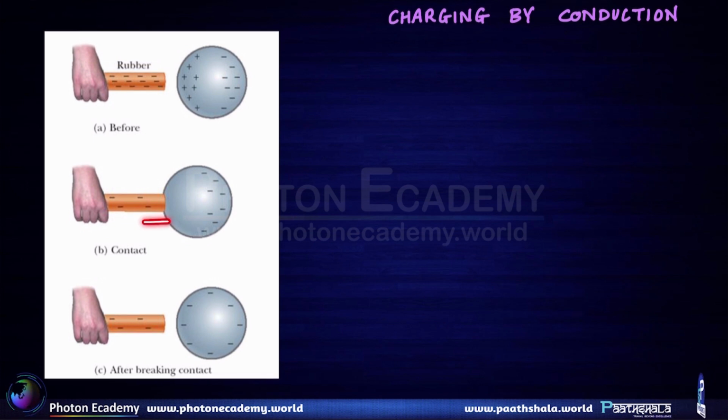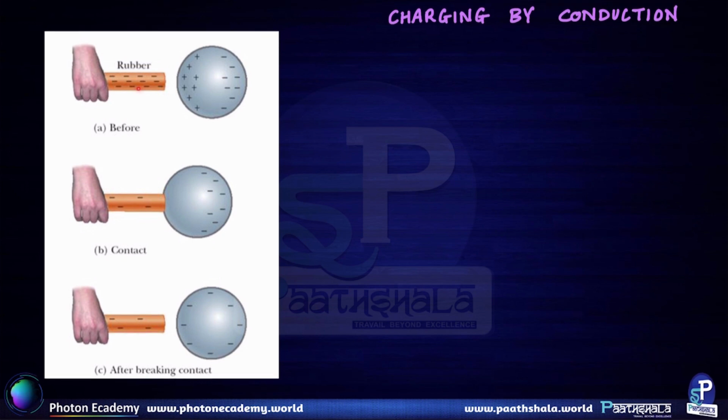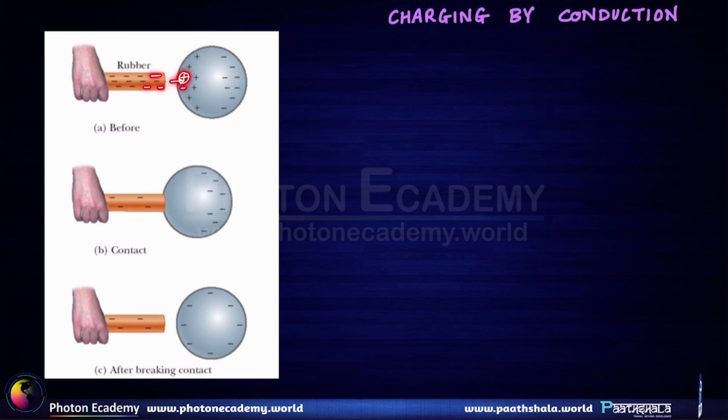Now, when contact happens, what do we see? Some of the electrons from the rubber enter the sphere, and hence they neutralize the positive charge that was present in this region. So, some of the electrons are going to enter the sphere and nullify the positive charge over here. Okay, so this region is now neutral, and some of the electrons from the rubber have been lost to the sphere, or they have transferred to the sphere.